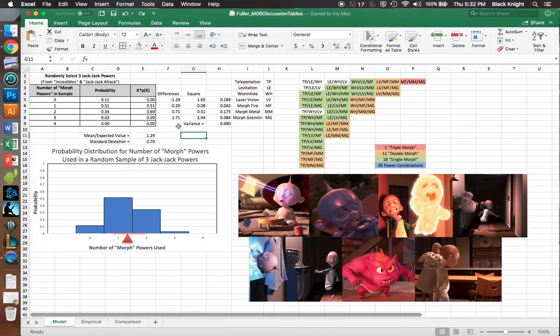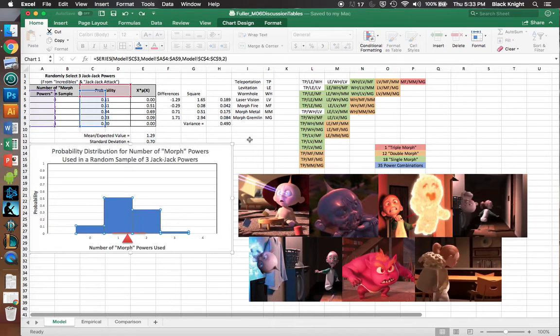So I wound up with an expected value of powers used in a random sample of about 1.29, with a standard deviation of about 0.7. So when I graphed that out, it was pretty much what I expected. Lower number of 0 powers, very low number of 3 morph powers, and a much greater number of 1 morph power showing up in that random sample.